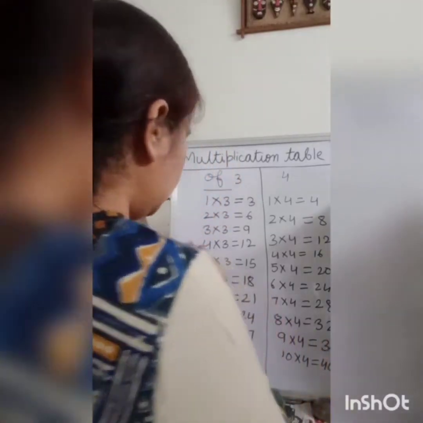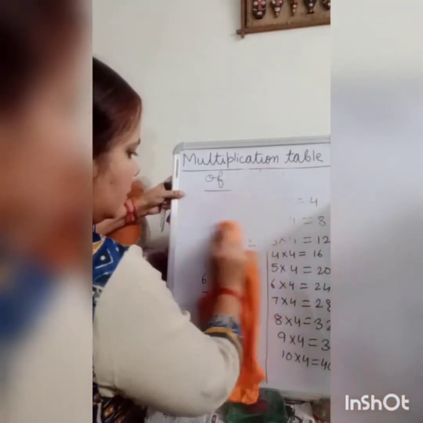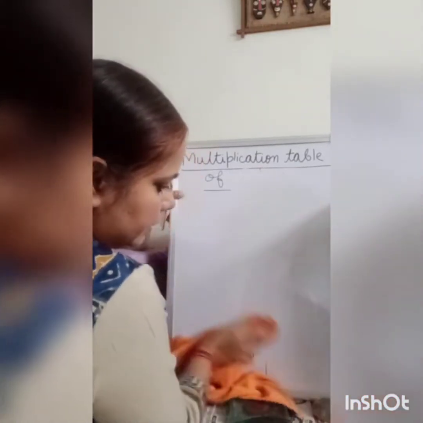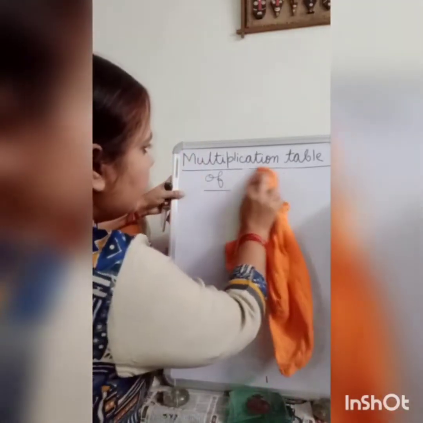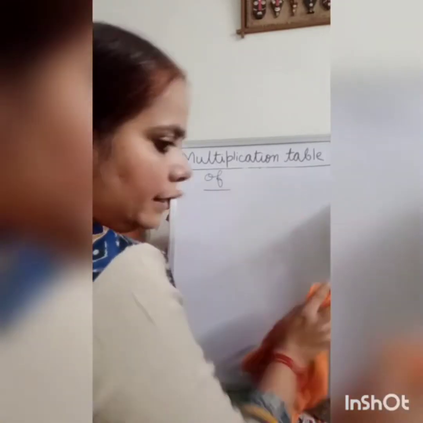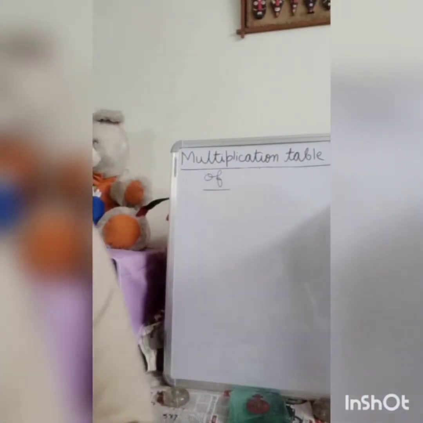Children, this is what I am telling you. You all have to do this in your copy, and you have to learn this also. And after the multiplication table of 3 and 4, what will come? Then comes the table of 5 and 6.